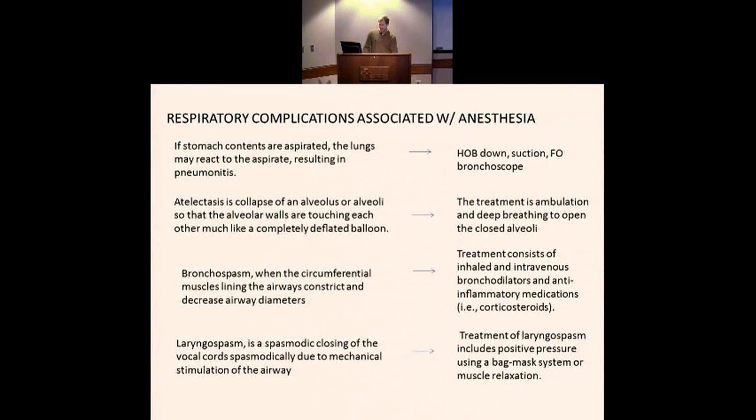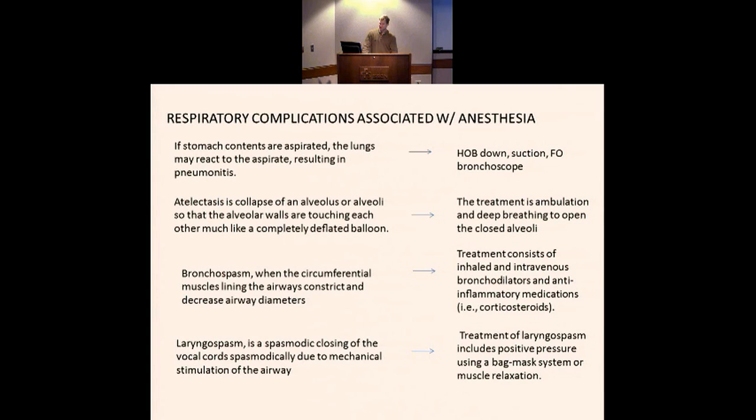Bronchospasm is basically when the circumferential muscles of the linings of the airways constrict. Treat that with inhaled and IV bronchodilators, so we give them some albuterol. We can give them some epi if it gets really bad, or even some corticosteroids.